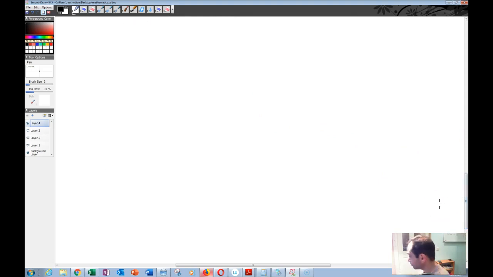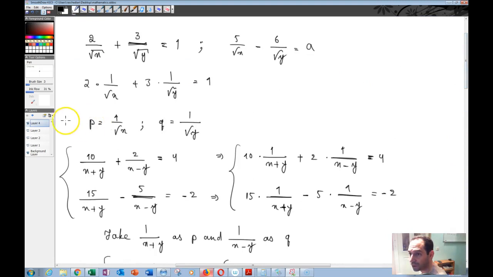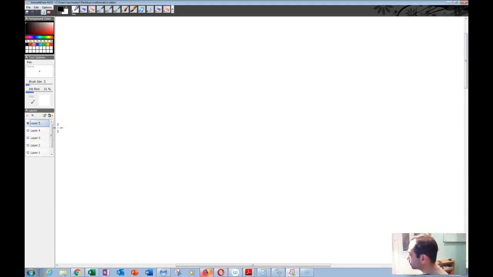And there is basically something similar to this situation that we can do as well as the last exercise over here. And that is this one, for example: 1 over 3x plus y plus 1 over 3x minus y.